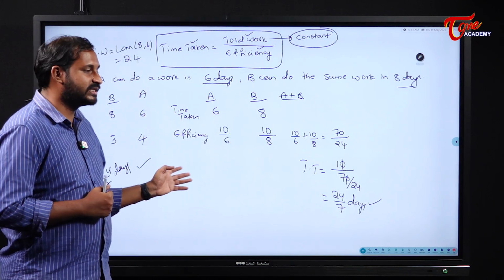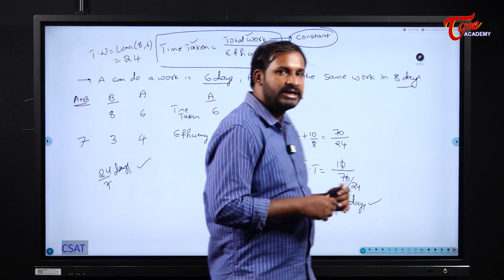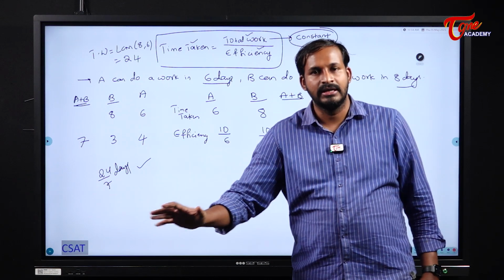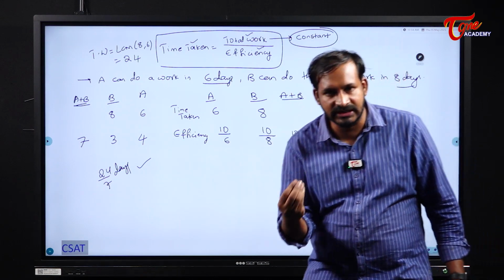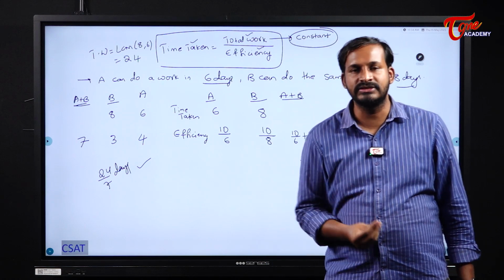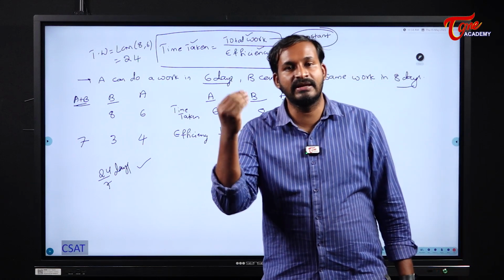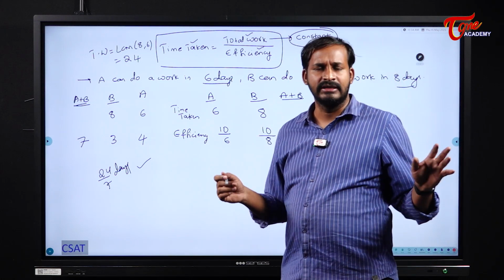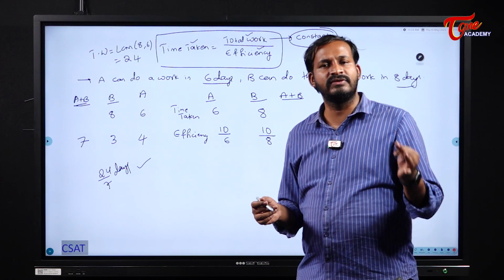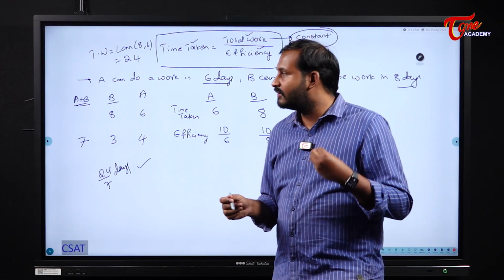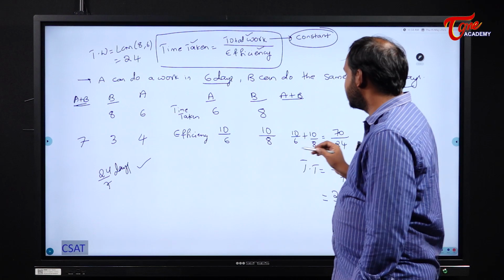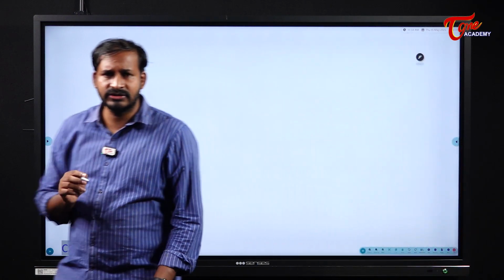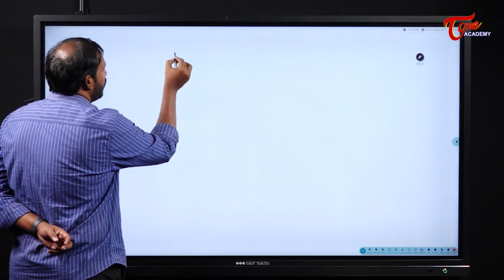So, to avoid all these confusions, anyway total work is constant. Actually speaking, you can assume anything as total work. But for our calculation easiness, we will take the total work as LCM of given times. It can be anything. Whether they give you combined time or individual time, whatever it may be, we will take the total work as LCM of given times. Okay, students, understood?